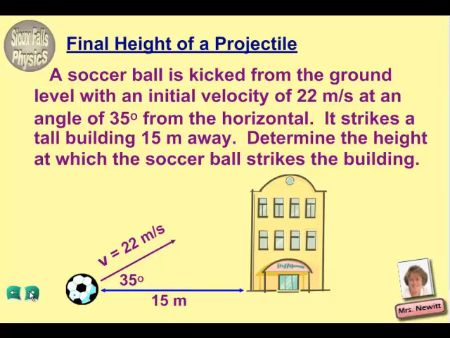Well, hello everyone. Here's your Sioux Falls physics teacher wrapping up our study of projectiles with this particular example. A soccer ball is kicked from the ground level with an initial velocity of 22 meters per second at an angle of 35 degrees. It strikes a tall building that is 15 meters away. Notice on our diagram that would be the horizontal distance. Determine the height, or the vertical distance, at which the soccer ball strikes the building.